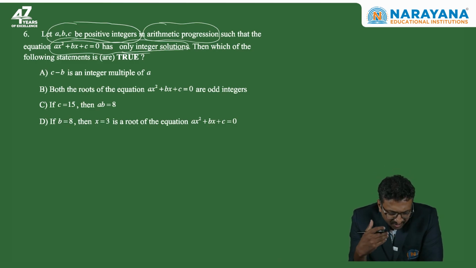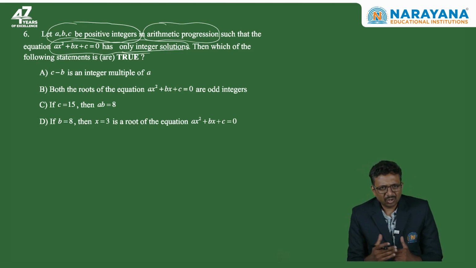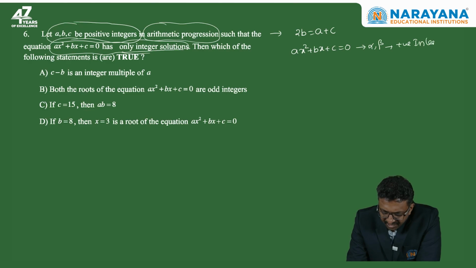So they're asking you about the coefficients. c minus b is a multiple of a. Both roots of ax square plus bx plus c are odd integers, and so on. So let us try to write the corresponding equations. 2b is equal to a plus c. This is one equation, a, b, c are in AP. Next, ax square plus bx plus c equal to 0. Assume that the roots are alpha, beta. These are positive integers.